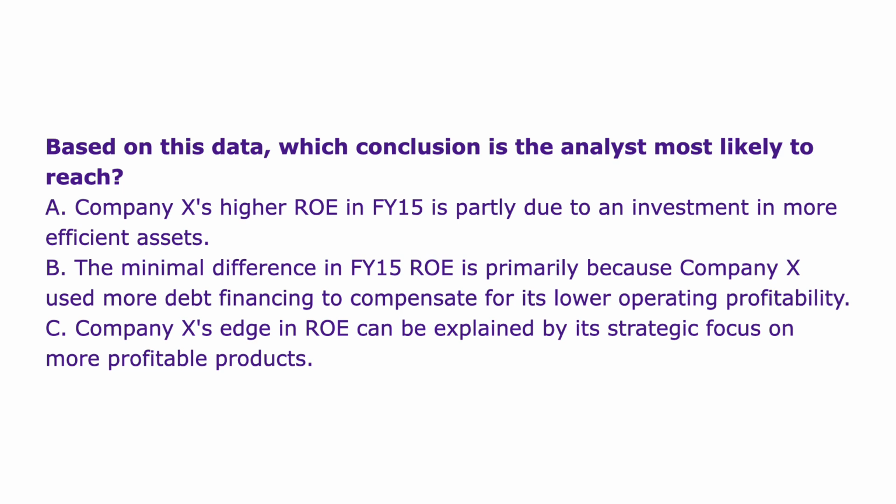A. Company X's higher ROE in FY15 is partly due to an investment in more efficient assets. B. The minimal difference in FY15 ROE is primarily because Company X used more debt financing to compensate for its lower operating profitability. C. Company X's edge in ROE can be explained by its strategic focus on more profitable products.